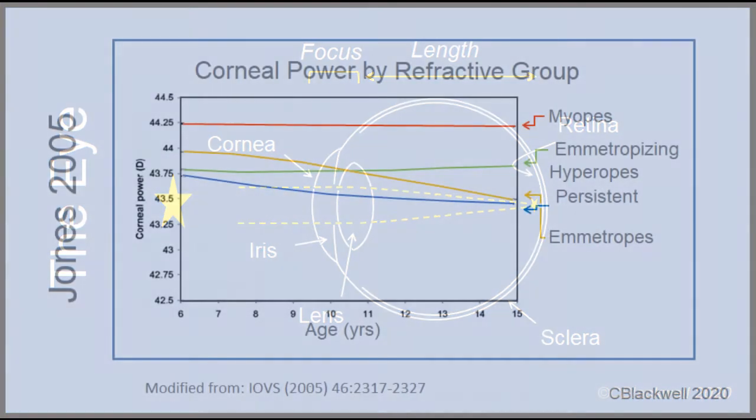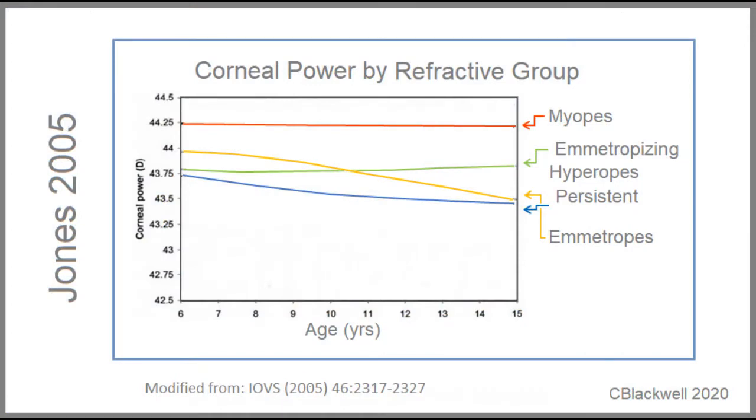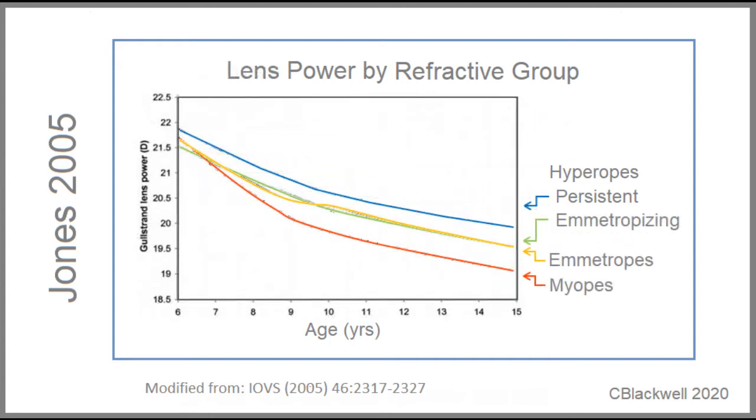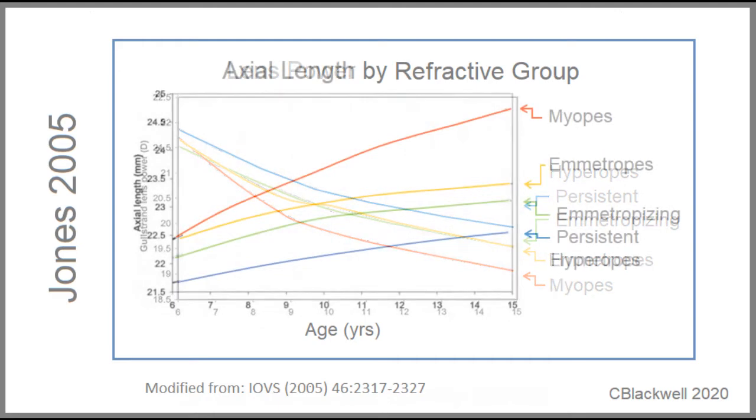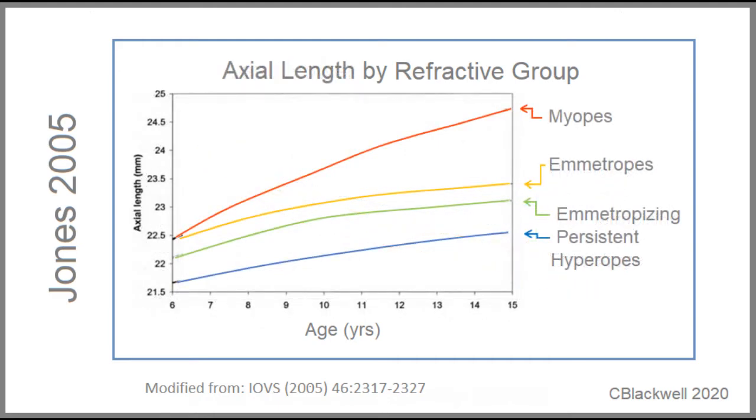Regarding focusing power, myopes started with somewhat steeper corneas than hyperopes and stayed steady, while emmetropes decreased. Lens power started at about the same and decreased a little more in myopes. Thus, in myopes, the steeper cornea but less powerful lens should tend to offset each other. Regarding axial length, myopes and emmetropes started out at about the same point, with longer eyes than persistent hyperopes. While the other groups lengthened the same amount, myopes increased significantly more.